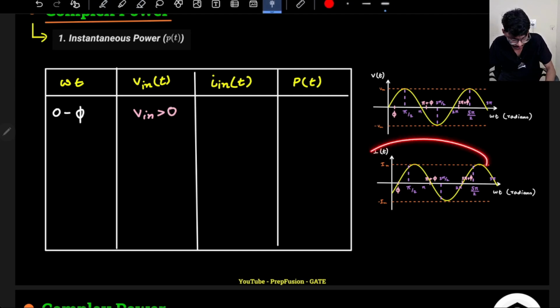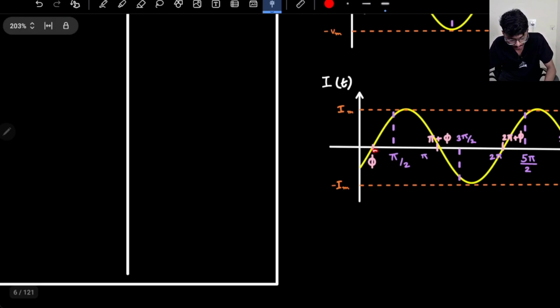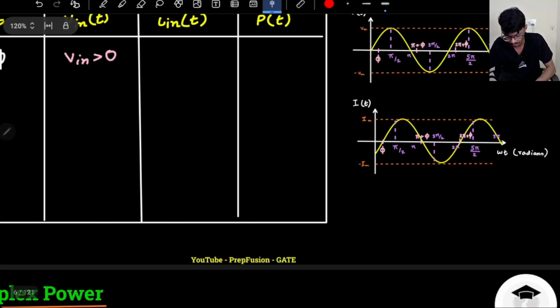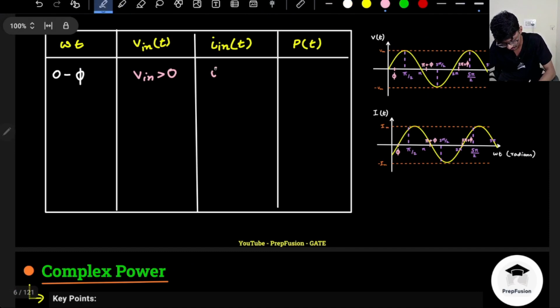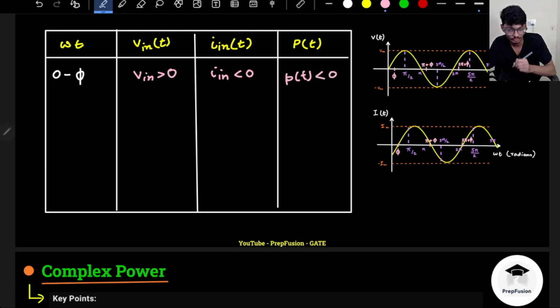Okay, what about the current? From 0 to phi, if you observe, I have added a lag to my current. The current lags, so it is an inductive circuit. So my current is negative initially, from 0 to phi. So what will be the product of a positive and a negative number? It will be a negative number. So my instantaneous power for omega t from 0 to phi will always be negative.